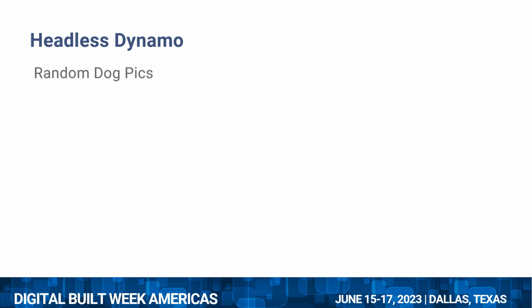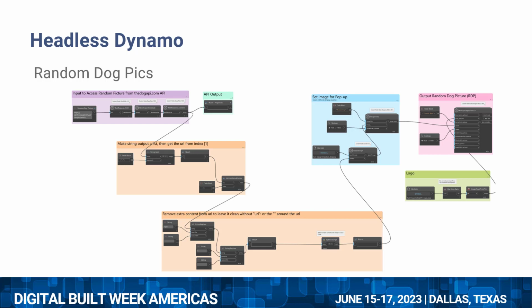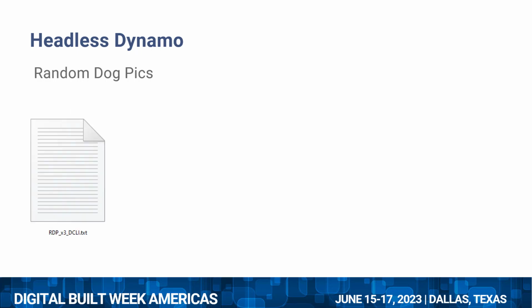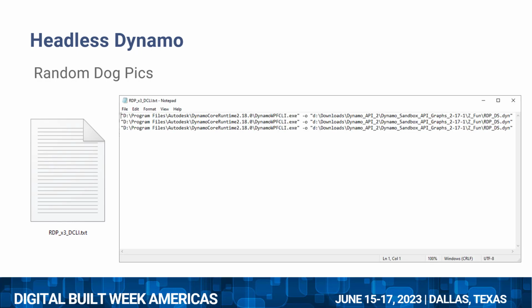So we don't want to play favorites with cats. Let's look at some random dog pics. Yes, the people that made you the cats API made you the exact same dog API. And this is what I get, a little text file. And when I run it, I get this little pop-up. You can see we've got 3 things. So this works with anything. If I want to run more than one Dynamo graph, I just add a new line.